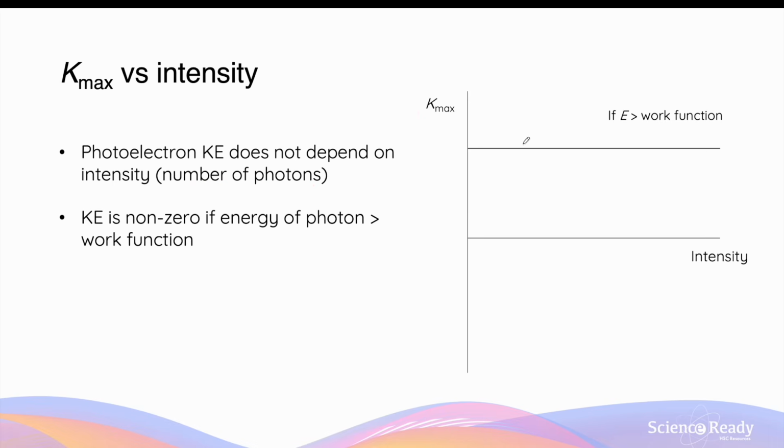Of course, you will only produce a graph with a non-zero kinetic energy, that is, you can only produce the photoelectric effect, if the energy of a photon exceeds the work function of the metal. If the energy of the photon does not meet the work function, then you will not detect any current, and there's no kinetic energy as there is no photoelectric effect.